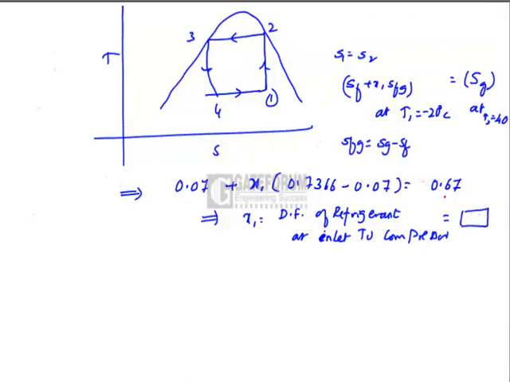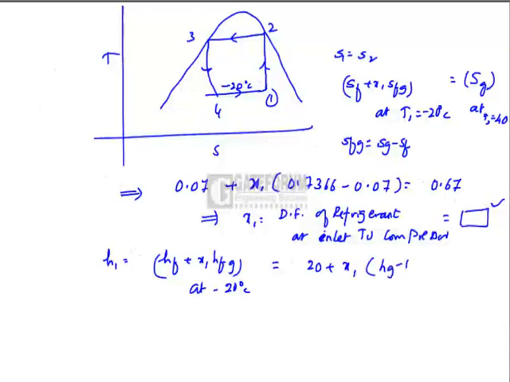Once after getting the dryness fraction, I can get the enthalpy at inlet to the compressor as HF plus X1 into HFG at minus 20 degrees centigrade. This is equal to HF 20 plus X1, already obtained, into HFG, which is HG minus HF: 20 plus X1 into HG at minus 20, that is 180 minus HF, that is 20, so many kilojoule per kg.